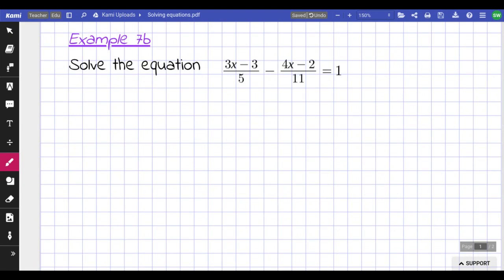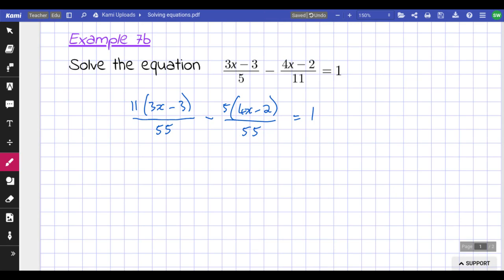Now, in example 7b, we've got a similar looking equation. We're going to again create a common denominator, this time of 55. So to do that, multiply the first expression in this equation by 11. So that's the numerator and denominator of that first part of the equation multiplied by 11. Then the numerator and denominator of the second part multiplies by 5. And all of that is still equal to 1.